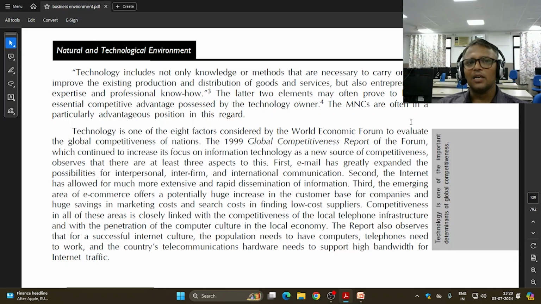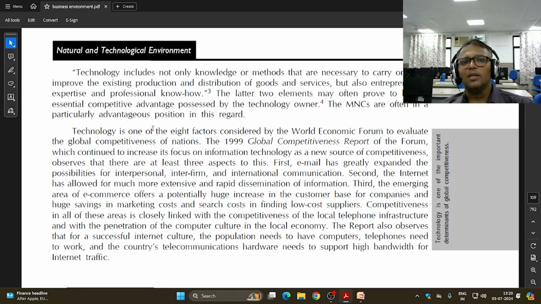The MNCs are often in a particularly advantageous position in this regard. Technology is one of the 8 factors considered by the World Economic Forum to evaluate the global competitiveness of a nation. The 1999 Global Competitiveness Report of the Forum continues to maintain its focus on information technology as a new source of competitiveness. Observe that there are at least three aspects of this.